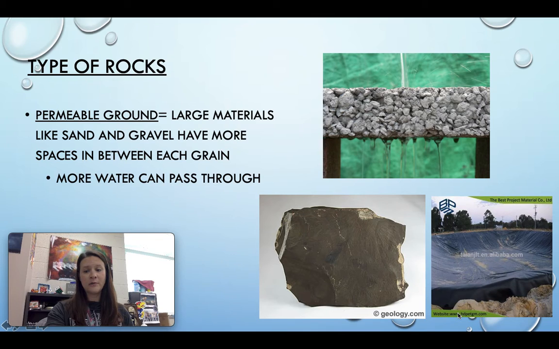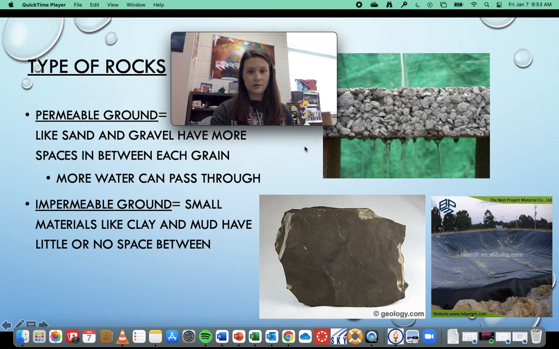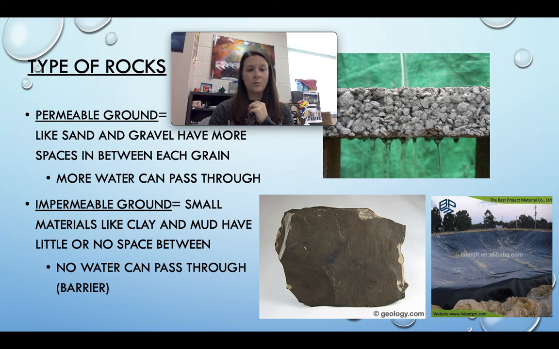The opposite of permeable ground is impermeable, which means that those particles are so tiny and small that there's no spaces in between. So this would be like mud or silt and clay particles that would not allow for water to pass through it. So it's more of a barrier. So those are the two types of rocks and ground that are important to know about for this topic.